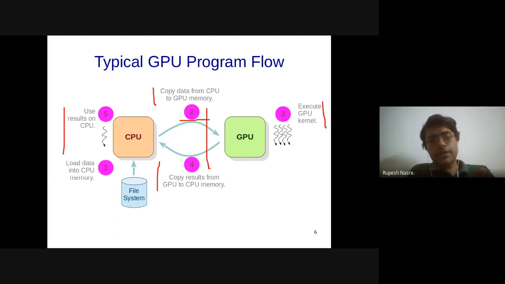In a similar manner, I can say that sometimes I don't need to copy data from GPU to CPU. On the CPU, I'm going to be interested only in the final result, suppose. I am not interested in the intermediate results. In that case, I don't need to copy the intermediate results from GPU to CPU. I can keep them on the GPU. Only when all the iterations are done, I'll copy the results back to the CPU.